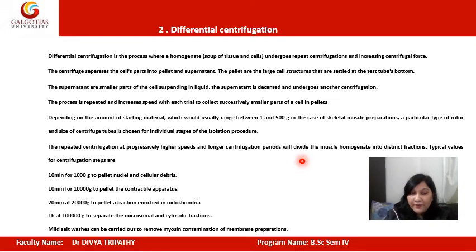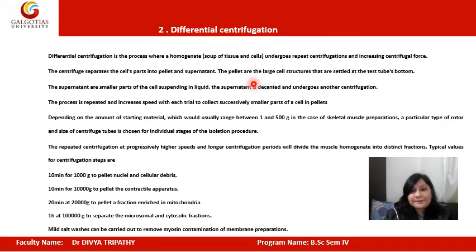Suppose in the first step, we have subjected our material to 100 or 1000 G of RCF for 10 minutes. In this cycle, the largest particles will form a pellet and other particles will remain in the supernatant. Then what will we do? We will transfer the supernatant into another sample tube and we will separate out the first pellet, which will be of the largest particles. I will explain this with an example. First, understand the process that we have already learned in the previous lecture.